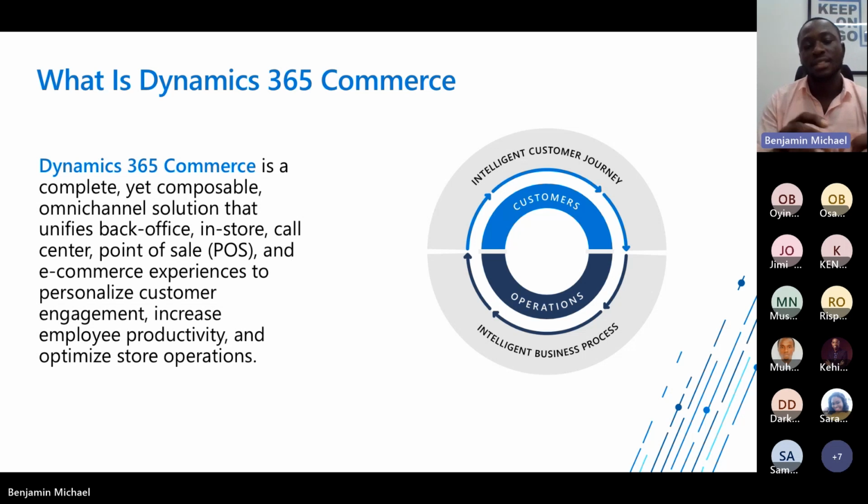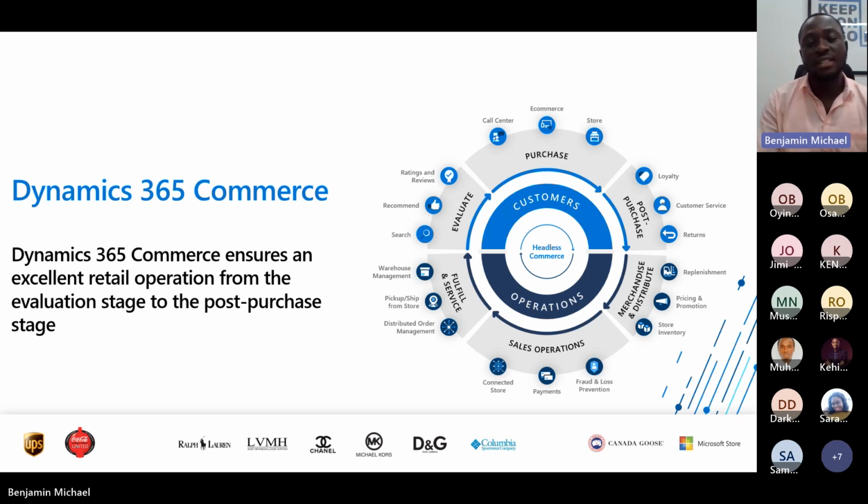Customers these days carry out certain steps before interacting with businesses. These steps are what we call the intelligent customer journey. Microsoft Dynamics 365 Commerce then comes in and gives you the avenue to meet these customers' needs and service these customers through what we call the intelligent business process. The intelligent customer journey comprises 3 stages. We have the evaluate stage, the purchase stage, and the post-purchase stage. The intelligent business process comprises 3 stages, which are the merchandise and distribute stage, the sales operation stage, and the fulfill and service stage.